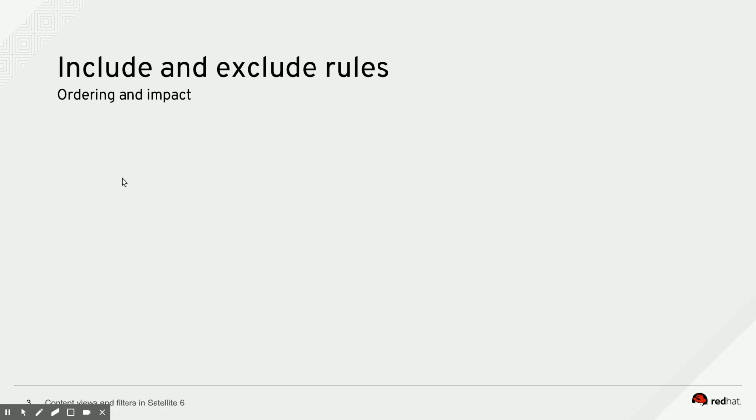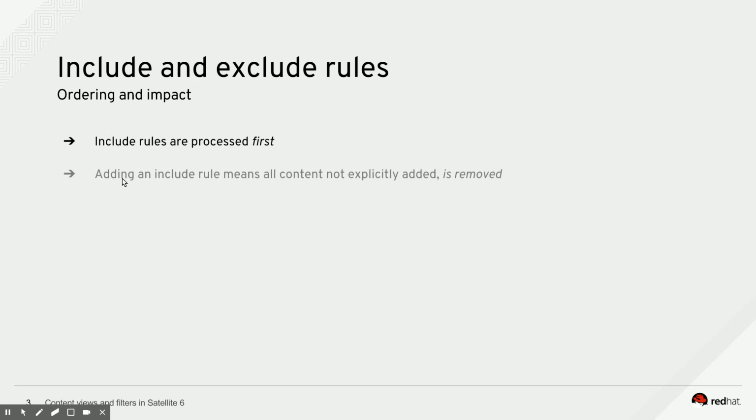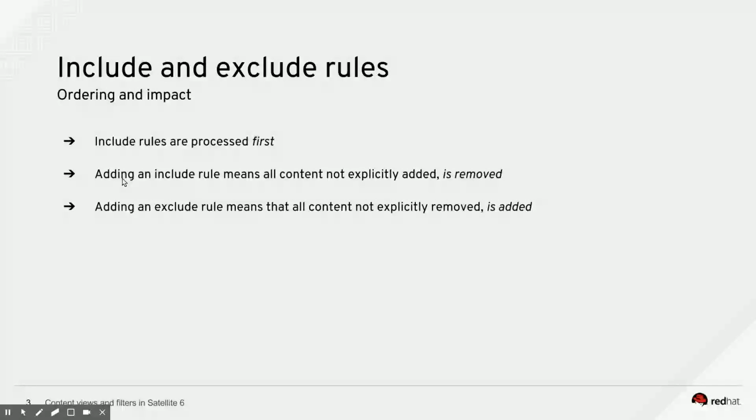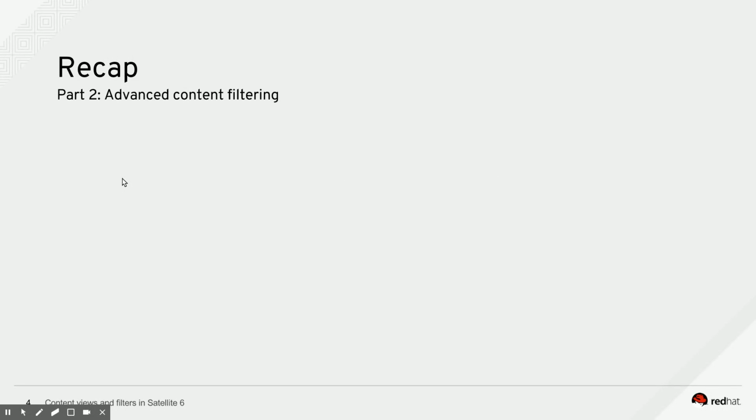Okay, so finally, quick recap. Satellite has include and exclude filtering rules. Include rules are always processed first, and everything that is not explicitly included by an include rule is excluded, so is removed from the content view. Exclude rules run after that, and everything that they would not explicitly exclude is included. So that is important to remember. So if you can, my advice would be stick to use include rules only. That will make your life a lot easier.